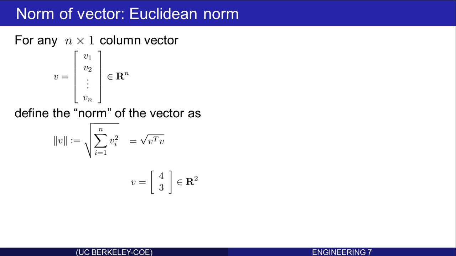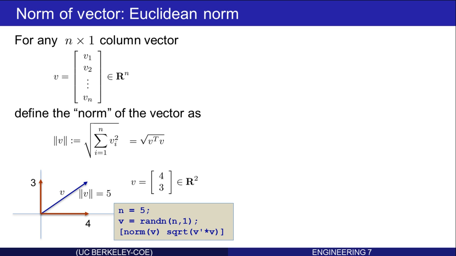Let's take an example. v is the column vector 4, 3. We might interpret this in rectangular Cartesian coordinates as 4 units in the horizontal direction and 3 units in the vertical direction, giving that vector. The length of that vector is, by Pythagoras's theorem, exactly 5. And that's what this Euclidean norm generalizes, Pythagoras's theorem, with that type of interpretation for the components.